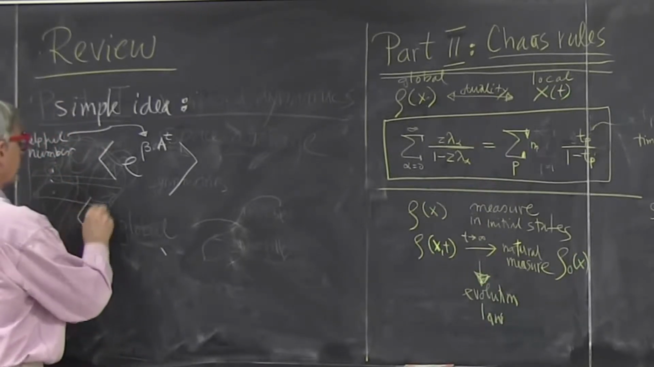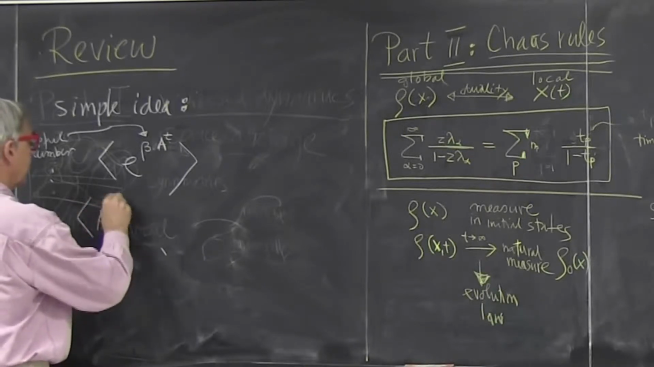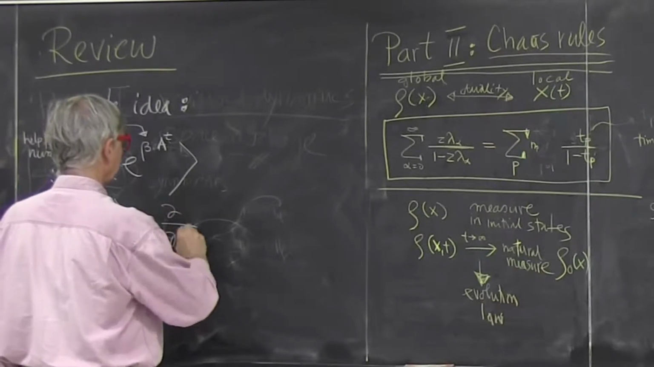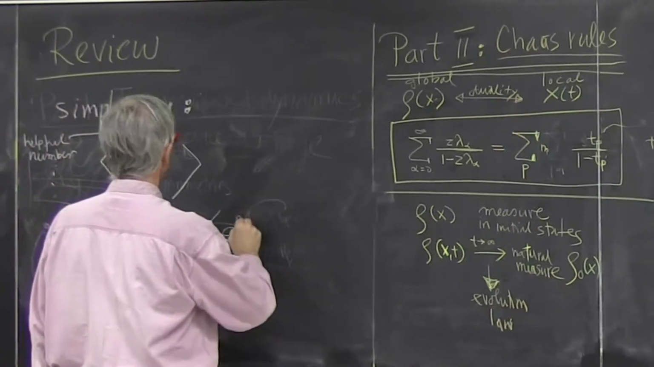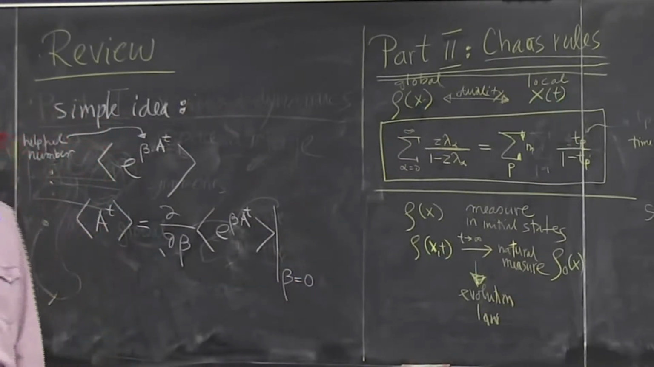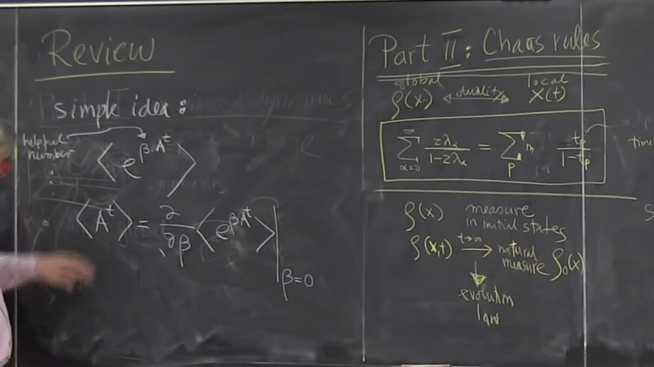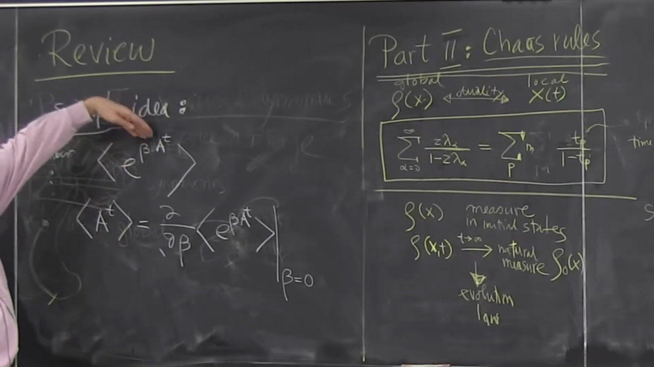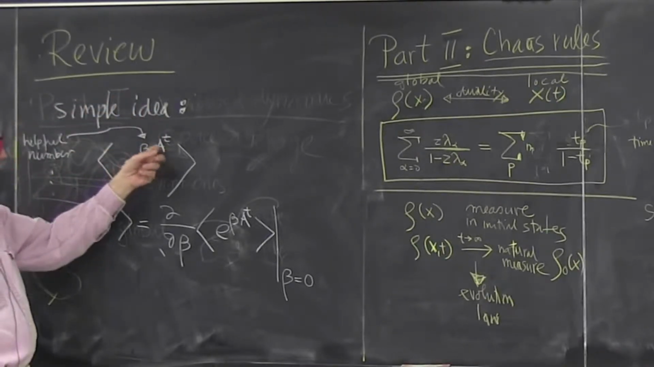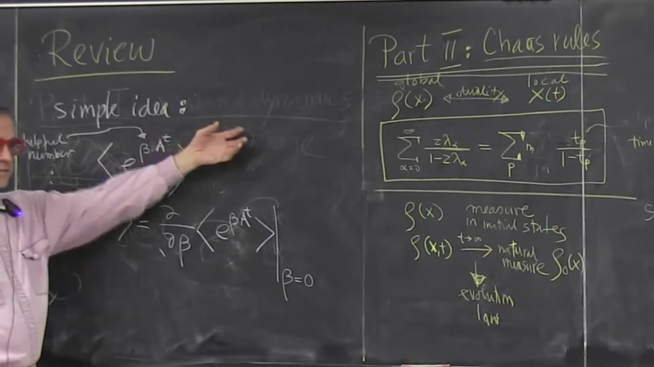So that's the idea. And what's beta? You can, for example, get A down by taking a derivative with respect to this parameter beta, and then set beta equal to 0. So this we do always in statistical mechanics.